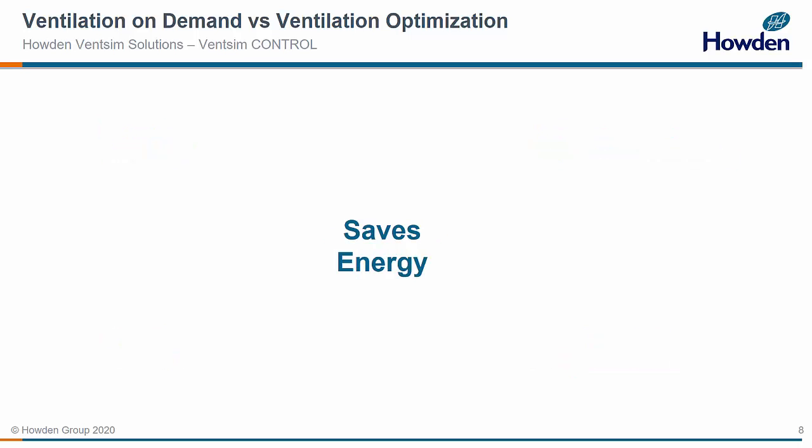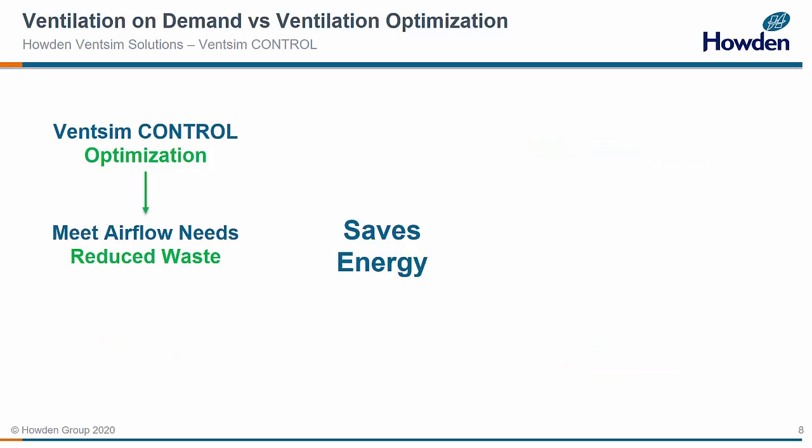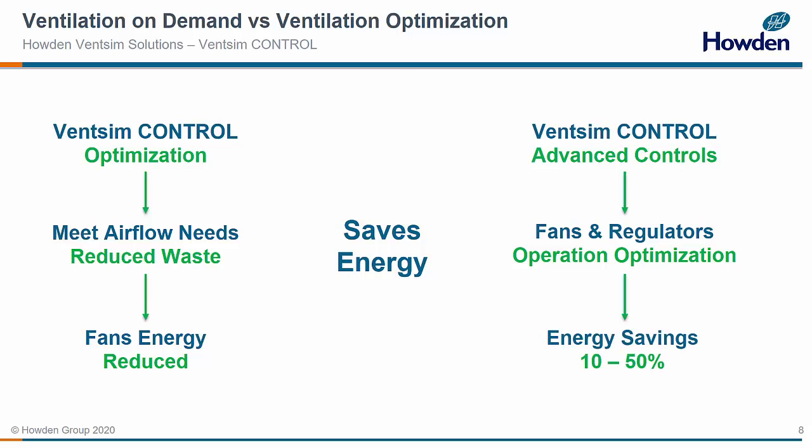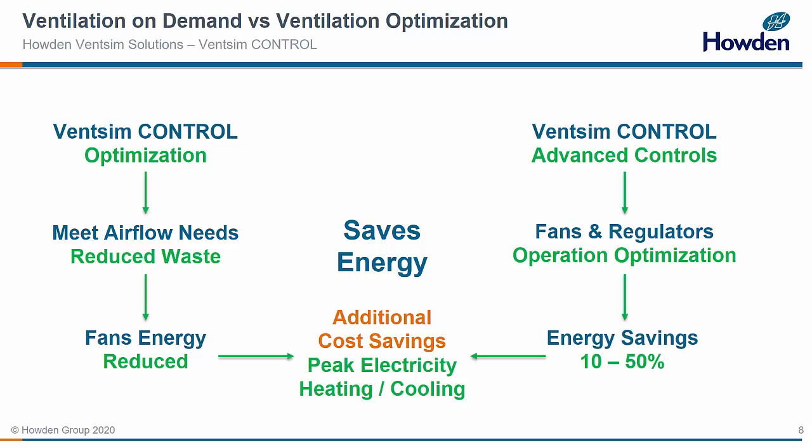And the third aspect is energy savings. So we have an optimization where we can reduce any wasted airflow while still meeting the airflow needs, which then reduces the energy consumed by the fans. We also have advanced controls where we optimize the operation of fans and regulators, which gives energy savings between 10 and 50%. Additional cost savings are peak electricity or heating and cooling reduction based on airflow need reduction at the inlet.